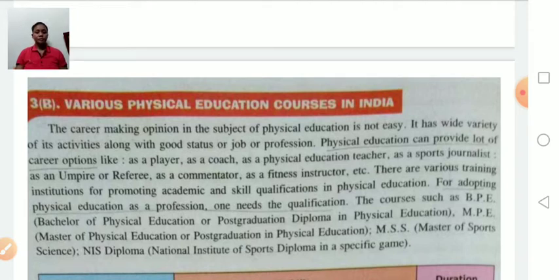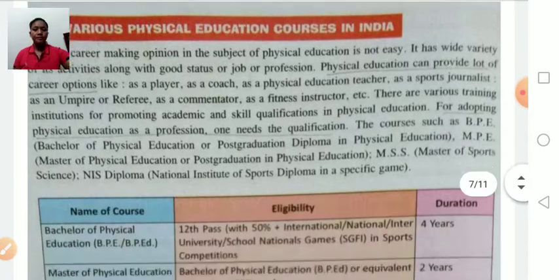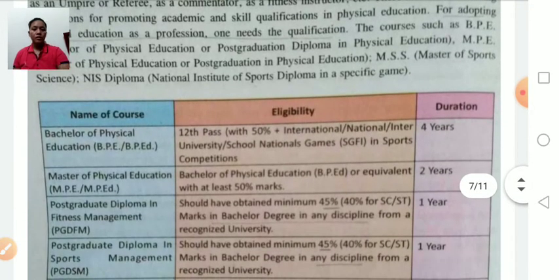Some courses available in India are Bachelor of Physical Education. The eligibility criteria for Bachelor of Physical Education: you should be 12 pass.